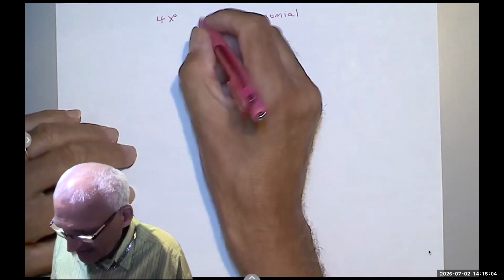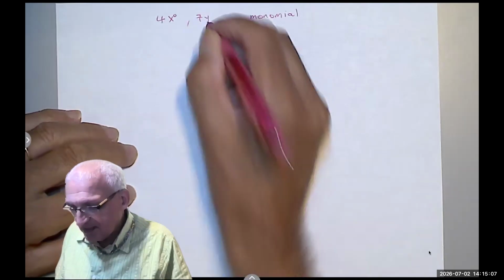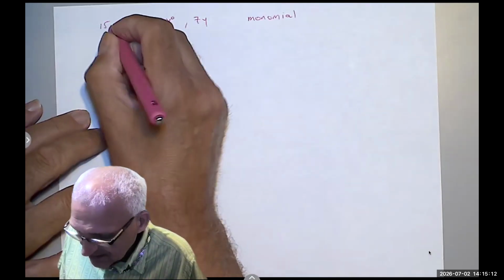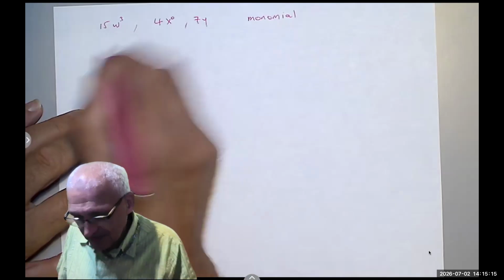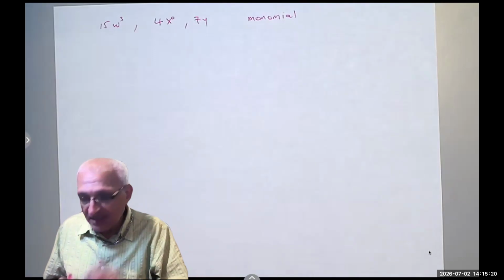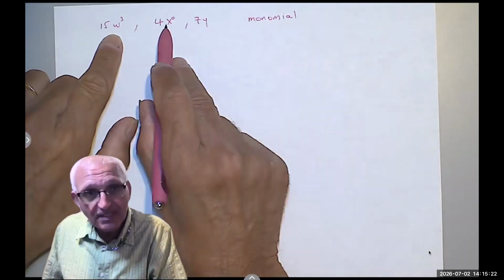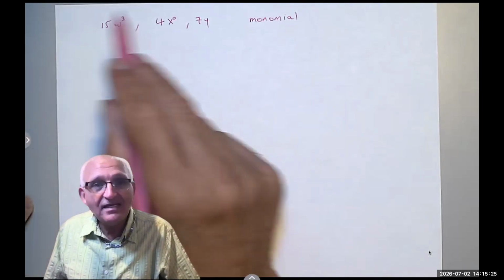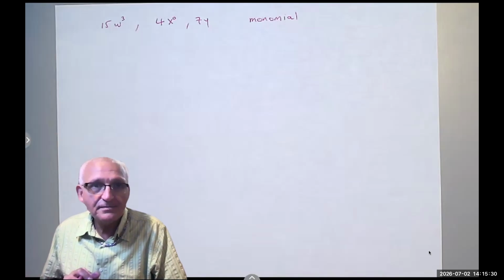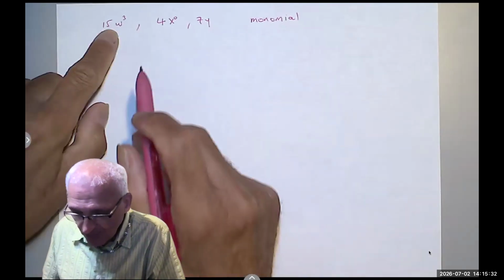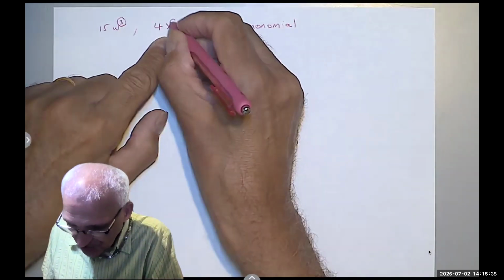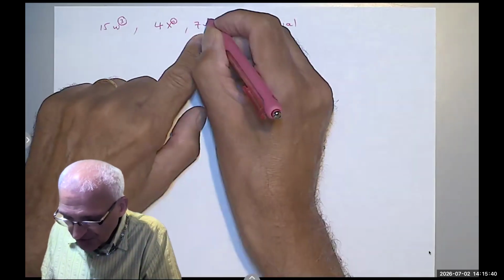Of course, I can say 7y is a monomial. I can say 15w cubed is a monomial because all of these have a variable, whether explicit or implicit, that has a non-negative integer power. That's a monomial with degree 3. That's a monomial with degree 0. And that's a monomial with degree 1.